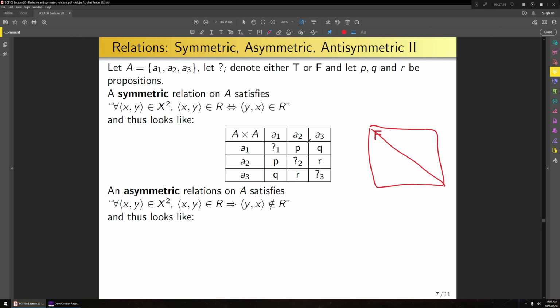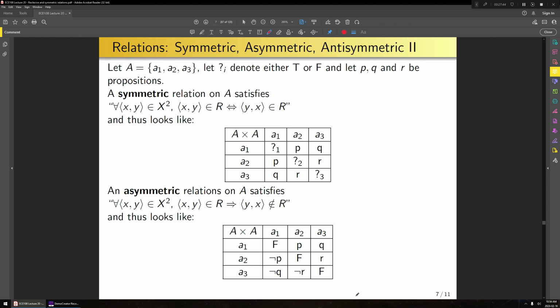Now, for everything else, I just need to negate things, right? It has to have the opposite sign. So here's what we get. It's false on the diagonal, right? So I kind of lose the idea of reflexivity, right? Reflexivities are kind of dead in the water for these asymmetric relations. And I kind of get these ordered pairs pairing up like this. Okay. So finally, we can talk about asymmetric relations.